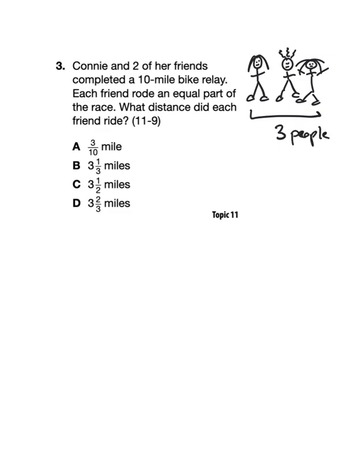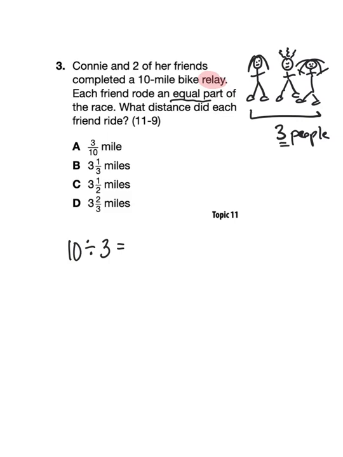3 people. Each friend rode an equal part of the race. What distance did each friend ride? Now, a relay, if you're not familiar, it's kind of like a race where everybody has a part to do. So that's why they're telling us that each friend did an equal part. We're going to take the 10-mile bike relay race and divide it into 3 equal portions. 1 portion for each of the 3 people participating in the race.